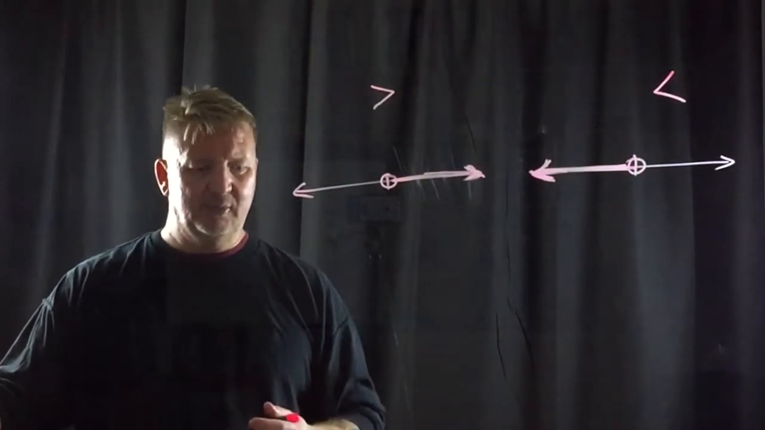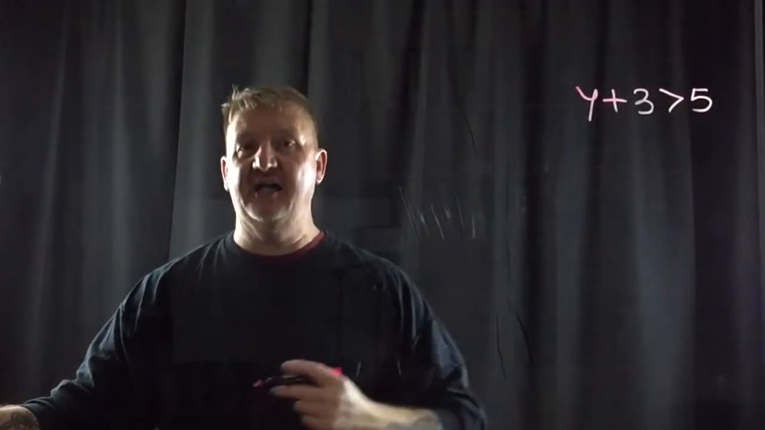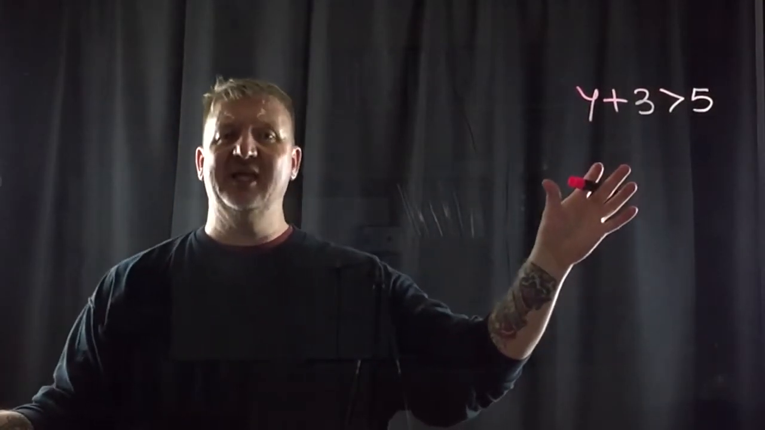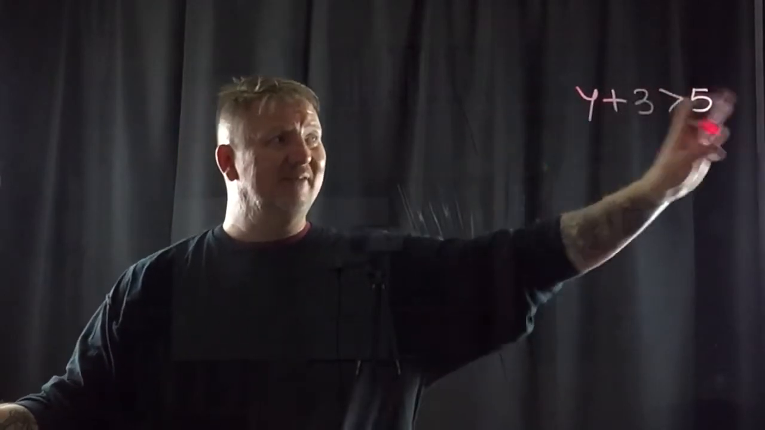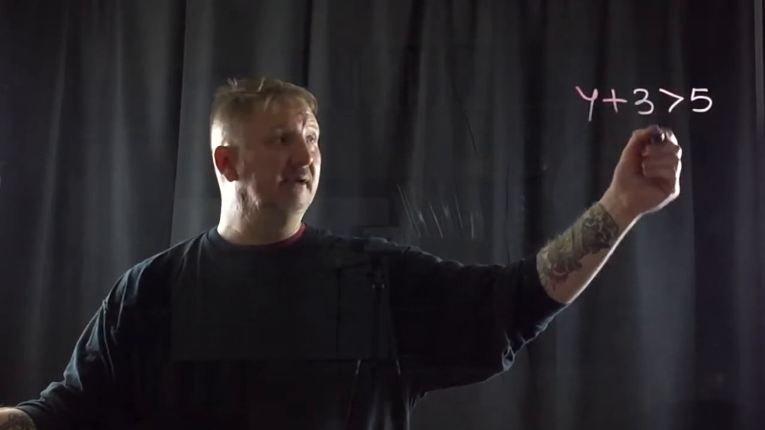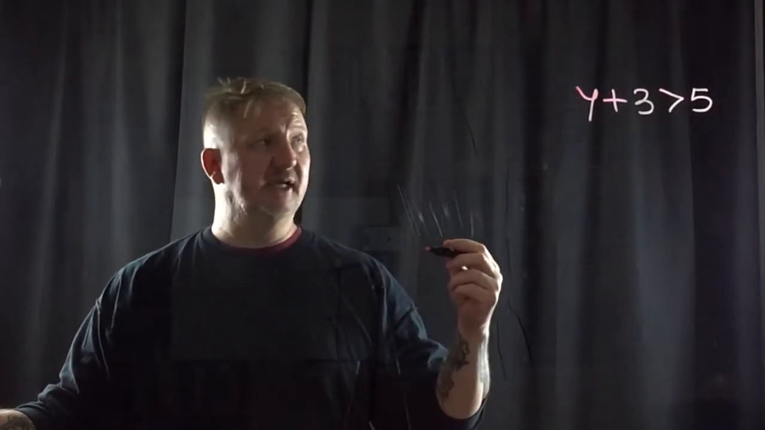Let's look at a couple of examples. Our first example, we're going to write y plus 3 is greater than 5. We solve this just like an equation. I want to get the variable by itself, and I want to get everything else on the other side of the inequality. We use the greater than symbol as our balancing point in this case.